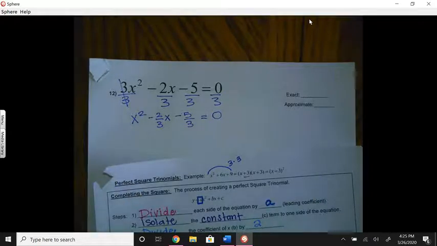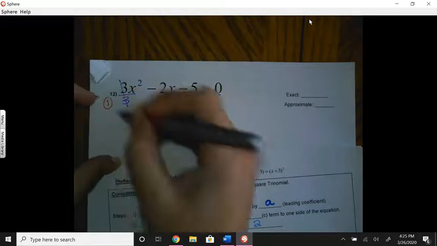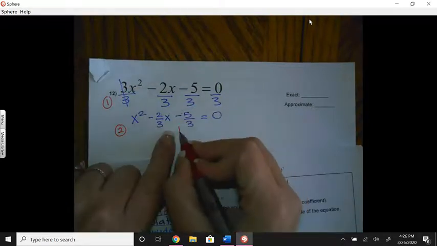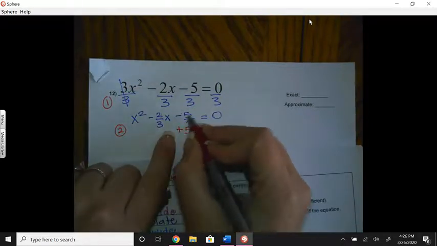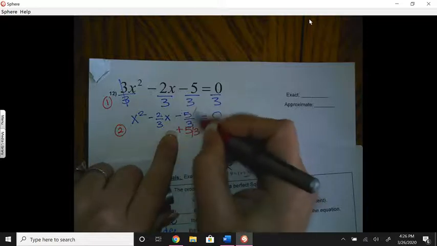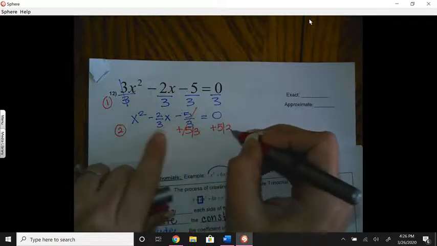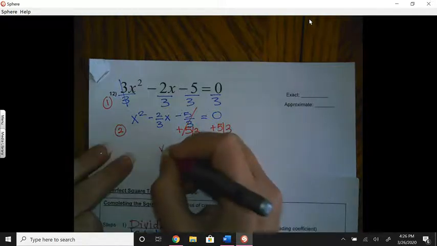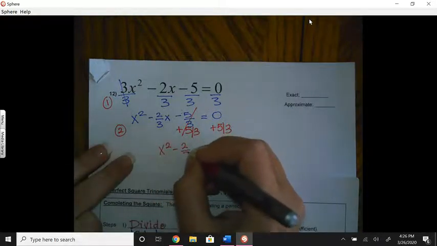And so that was step 1. Step 2 is we're going to move the 5/3. We're going to get rid of the negative 5/3 by adding 5/3 to both sides. So we get the x term together here.